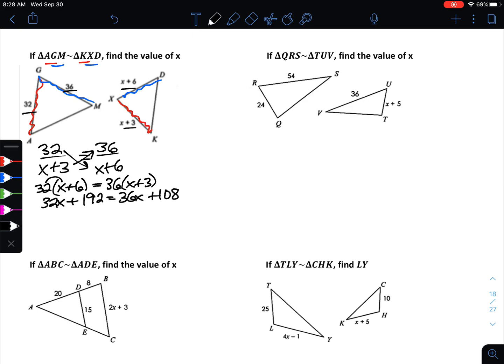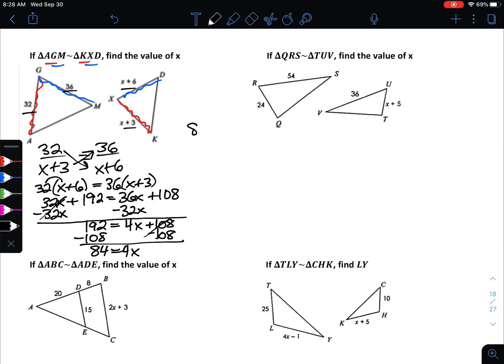All right, let's start moving some stuff around. Let's get rid of our variables from the left side, so we'll subtract 32X from each side. So now we've got that 192 equals 4X plus 108. Now we'll move the 108 to the other side. So we'll subtract 108 from each side. That leaves us with 84 being equal to 4X. I'm going to go ahead and copy that up here just to get a little bit more room. So to get X by itself, we've just got 1 step left to go. Divide each side by 4, and we get that X is equal to 21.